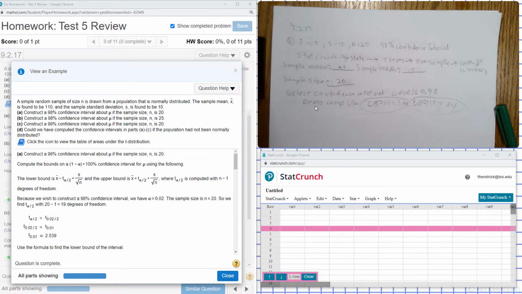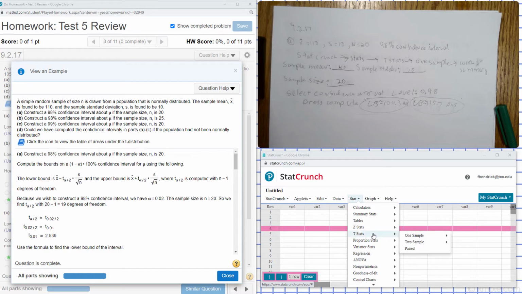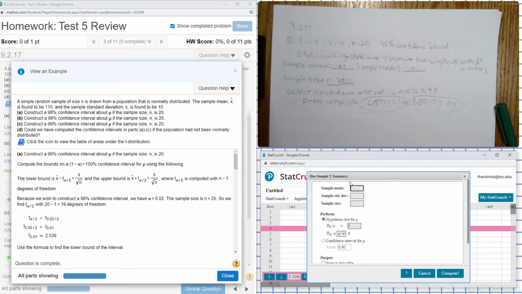So we can get to that by opening StatCrunch, going to Stat, then T Stats, and then One Sample with Summary. Okay, so they give us what the sample mean is. In this case, the sample mean is 110. The sample standard deviation is 10. The sample size is 20.